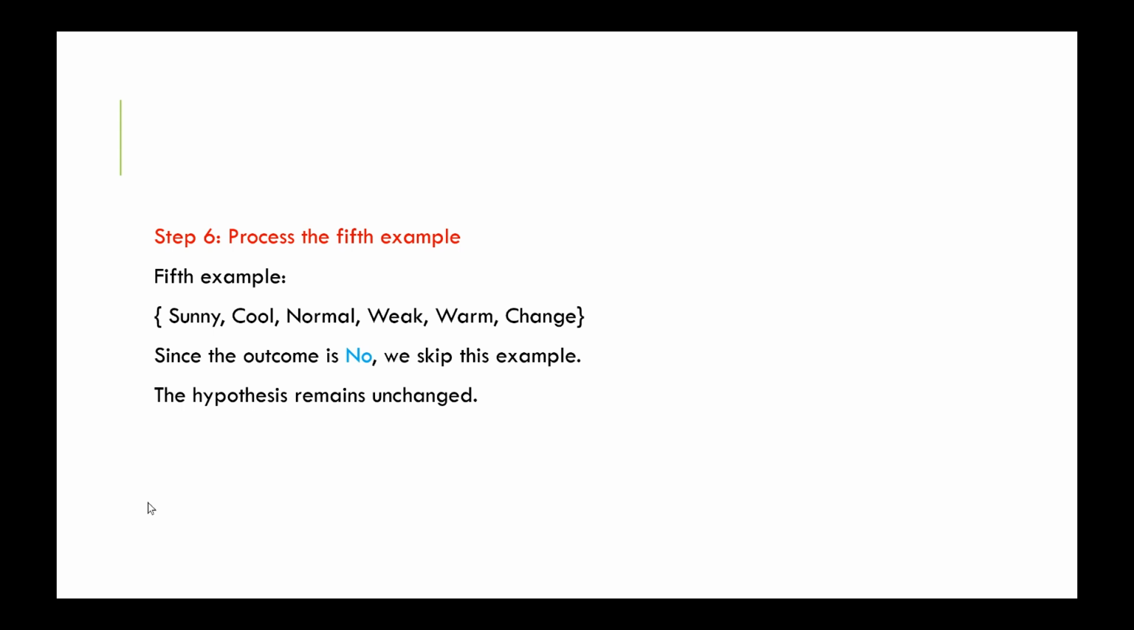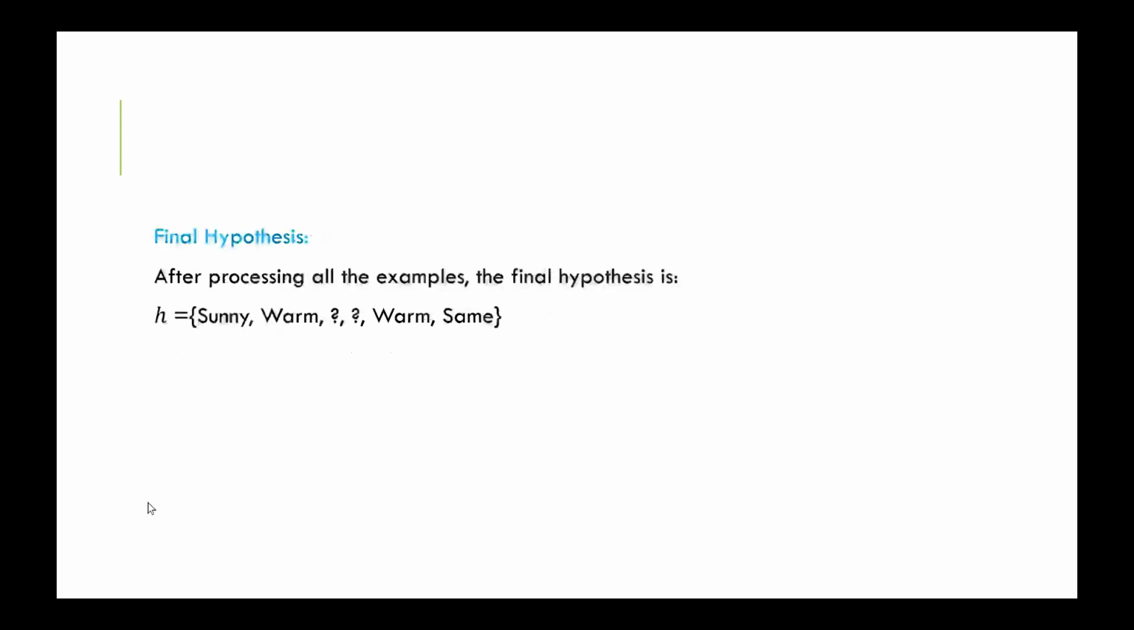Next, in step 7, if we have any record, we are going to compare. Otherwise, we will go with the final hypothesis. After processing all the examples, the final hypothesis will be sunny, warm, question mark, question mark, warm, and same. Why? In the humidity we get high and normal, in the wind strong and weak. So wherever we get the positive records, we get either normal or high in the place of the humidity attribute. At the attribute wind, we get strong or weak.